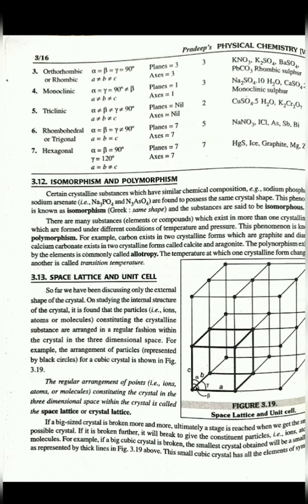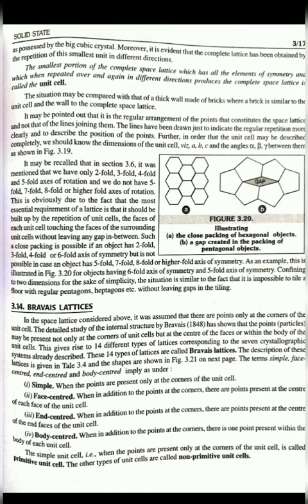This small cube crystal has all the elements of symmetry as possessed by the big cubic crystal. Moreover, it is evident that the complete lattice has been obtained by the repetition of the smallest unit in different directions. The smallest portion of the complete space lattice, which has all the elements of symmetry and which, when repeated over and again in different directions, produces the complete space lattice, is called the unit cell. The situation may be compared with that of a thick wall made of bricks, where a brick is similar to the unit cell and the wall to the complete space lattice.